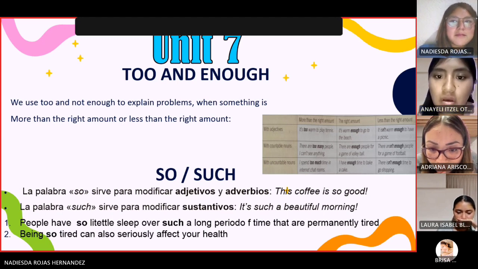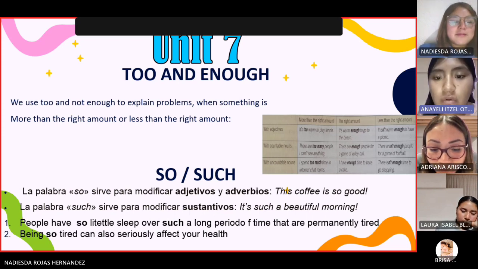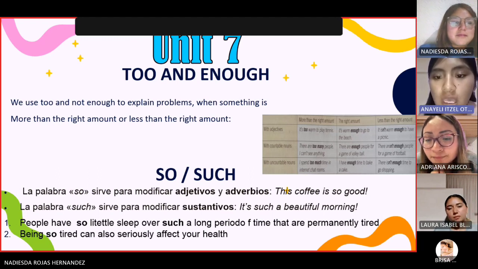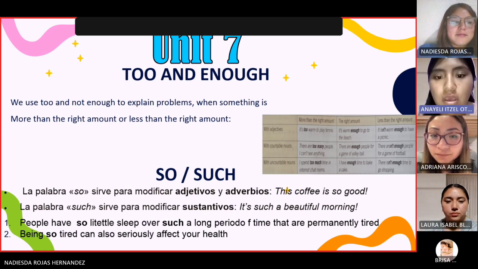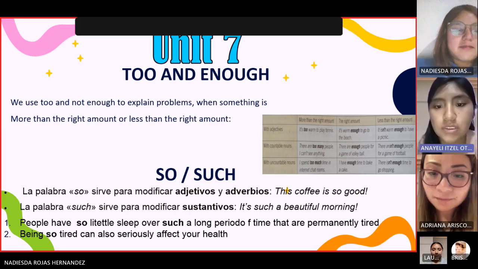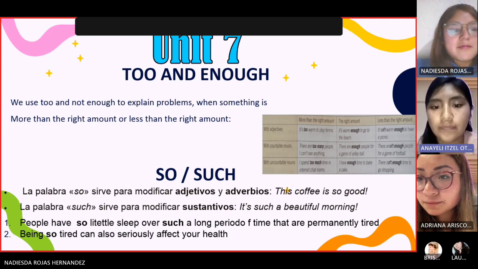For example, oh no, there are too many people and there isn't enough food. What is everybody going to eat? We often use enough to tell somebody not to worry. Don't worry, there is enough food. For example, we use adjective plus enough and enough plus noun.